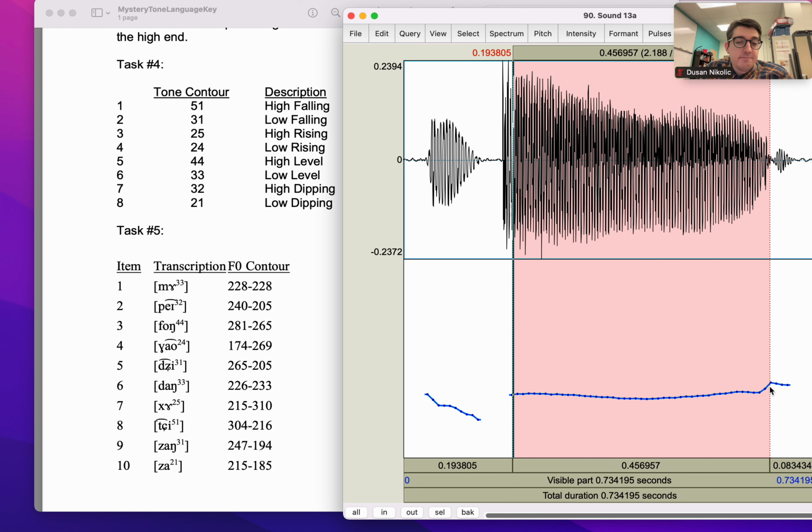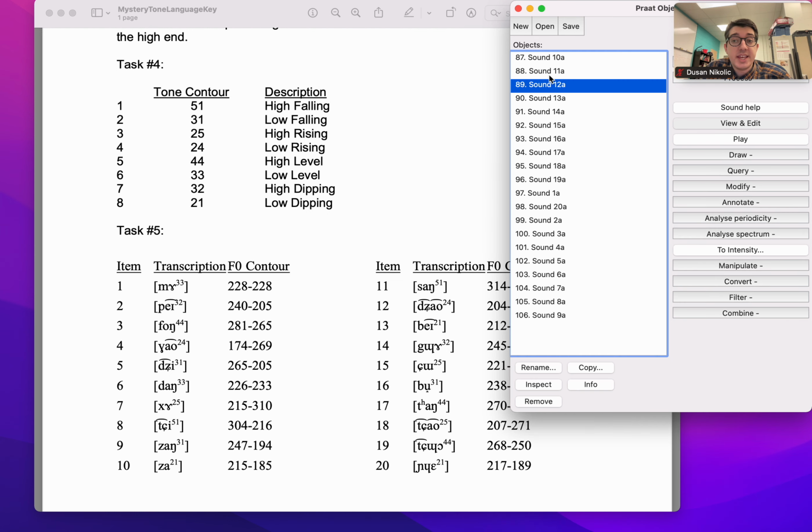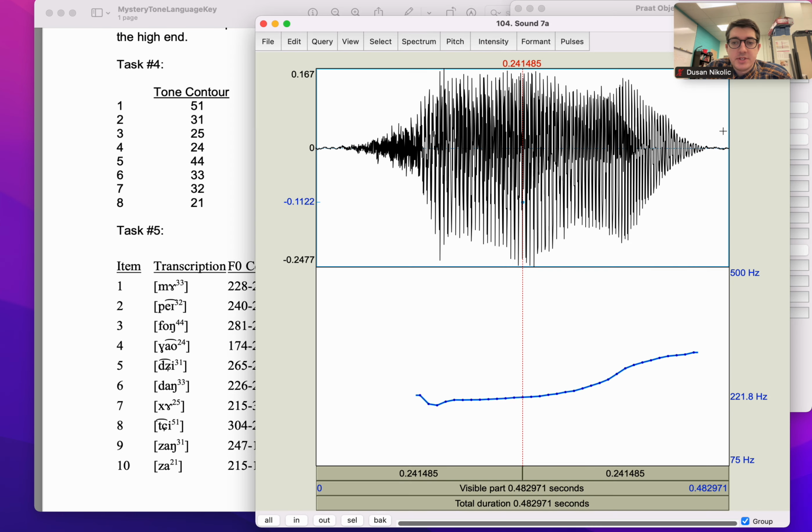For me, as I said, there is no perfect answer for this exercise. It's actually an exercise for listening. It's good for listening, and just that. You cannot really tell from one singular speaker what the tones are. Let me choose another one. Let's say number 7.